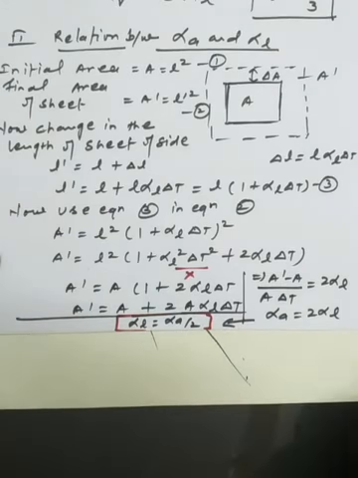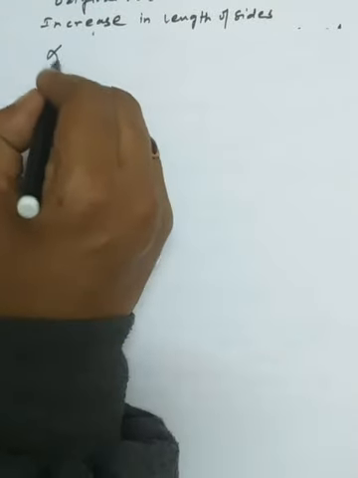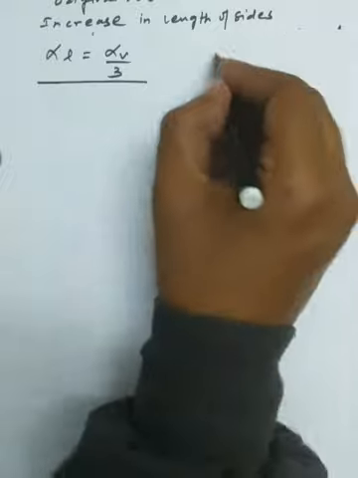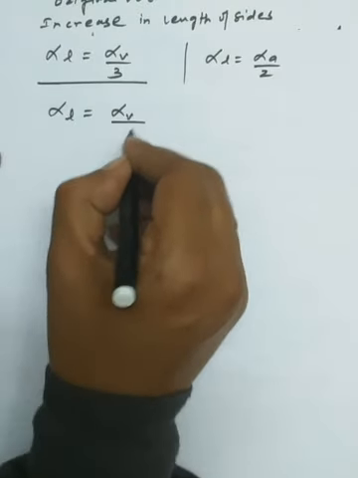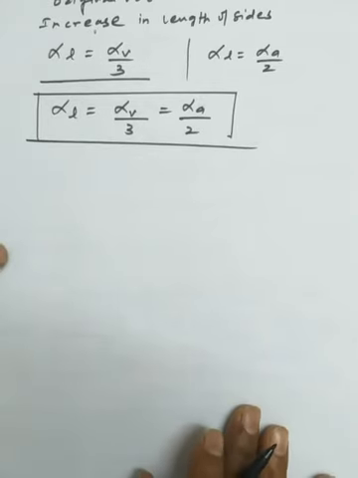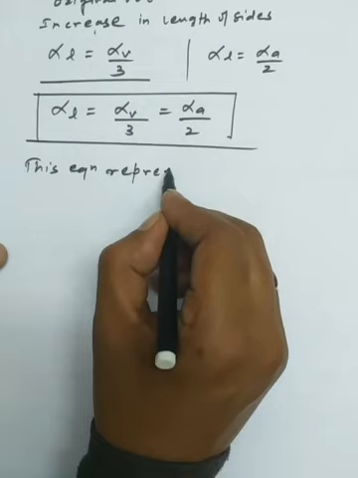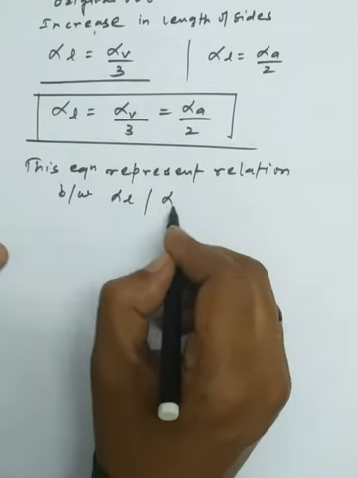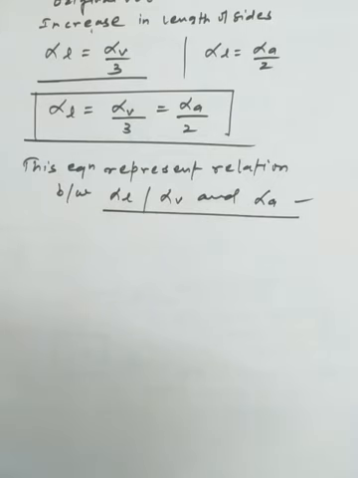As we are getting the terms all equal to each other, because we have the relation that alpha L is equal to alpha V by 3, which is one of the relations we have, and we also have alpha L is equal to alpha A by 2. So we can write that alpha L is equal to alpha V by 3, which is equal to alpha A by 2. This equation represents the relation between alpha L, alpha V and alpha A. Okay, this is the mathematical portion we have.